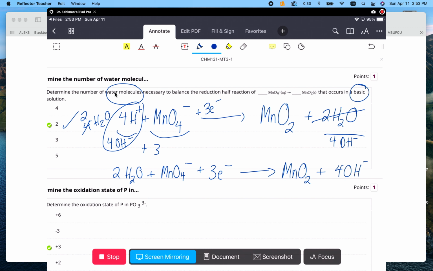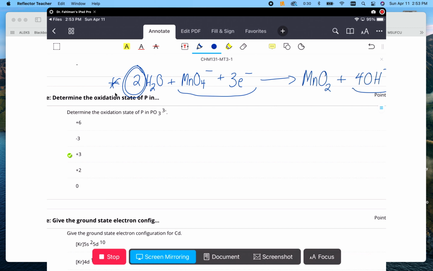Okay, and so you'll notice that everything is still charge balanced, right? You've got a minus 4 over here and a minus 4 over here. Okay, so this will be the full balanced half reaction in a basic solution. It's again just asking for the water part.